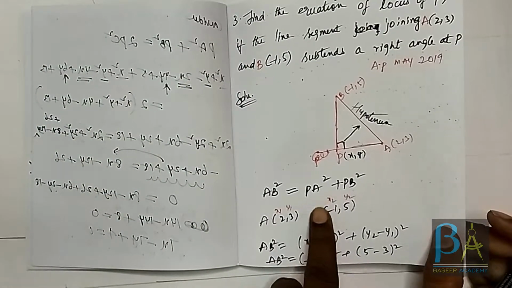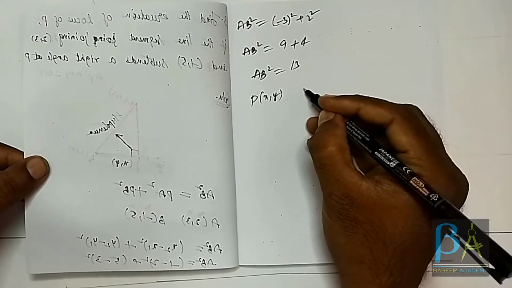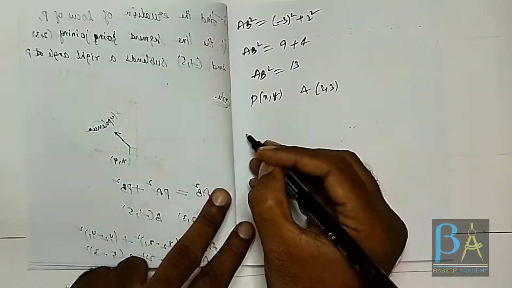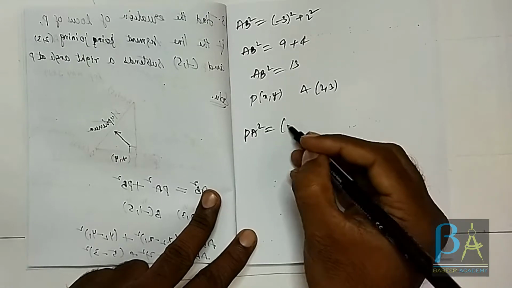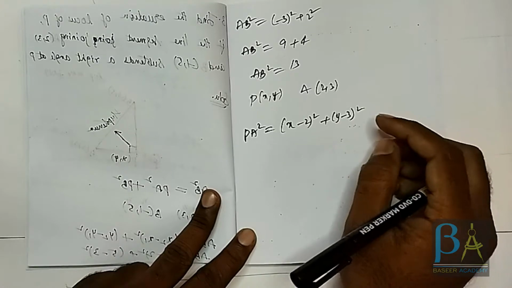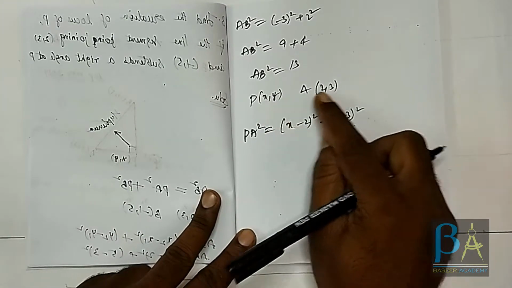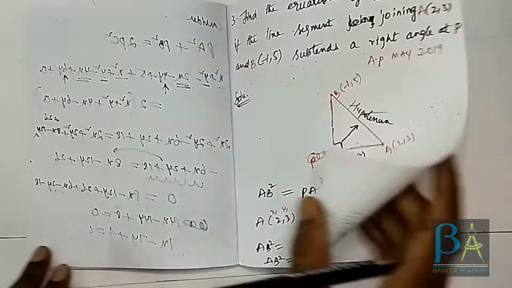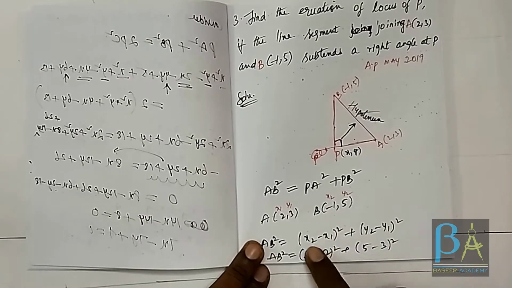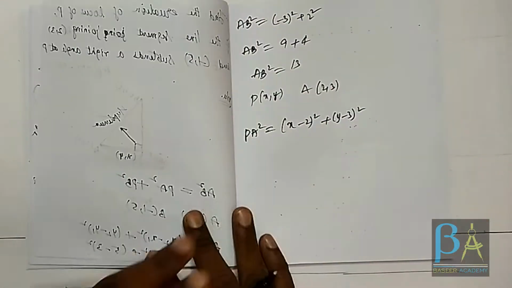Let me also find out what PA square is. Let me first write what P is. P is x comma y that we assumed, and A is 2 comma 3. So what would PA square be? It is going to be x minus 2 whole square plus y minus 3 whole square. How did I do that? I subtracted the x coordinates and then I squared them. I subtracted the y coordinates and then I squared them, because that is exactly what you do in the distance formula, right? You subtract the x coordinates and then you square it, and then you subtract the y coordinates and then you square it, right?